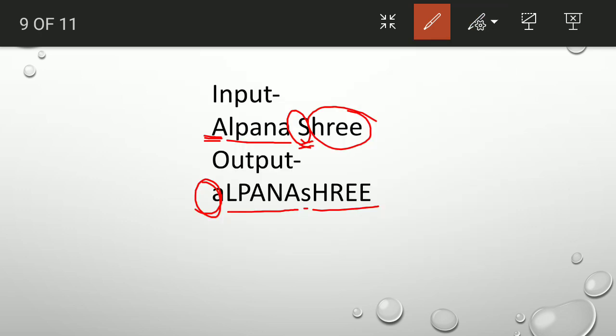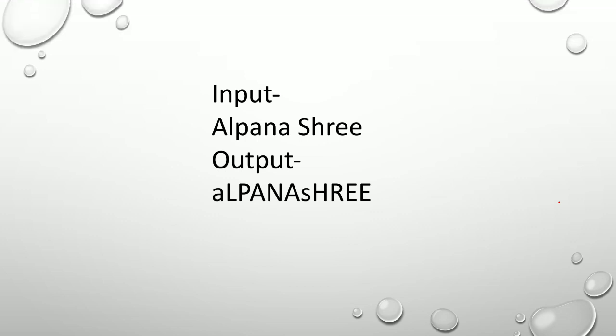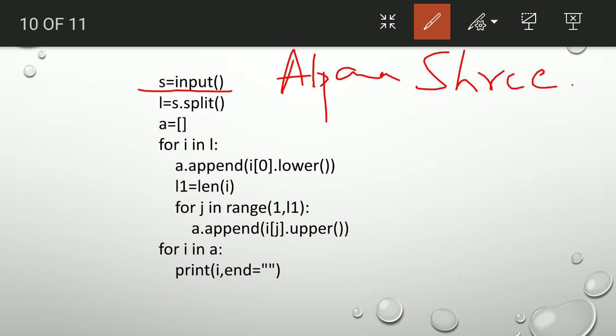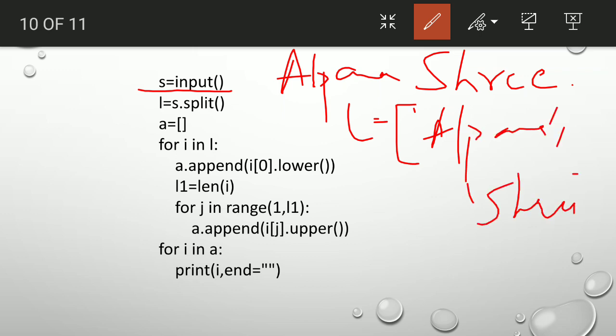Okay, so see our program. So s equals to input of, so here the input we have taken is Alpana and Sri. Okay. So l is equals to s dot split of, so l will contain Alpana and Sri. This l is containing. Okay. Now a is the empty list we have taken, for i in l. Means for i in l, so i is equals to 0 and 1.